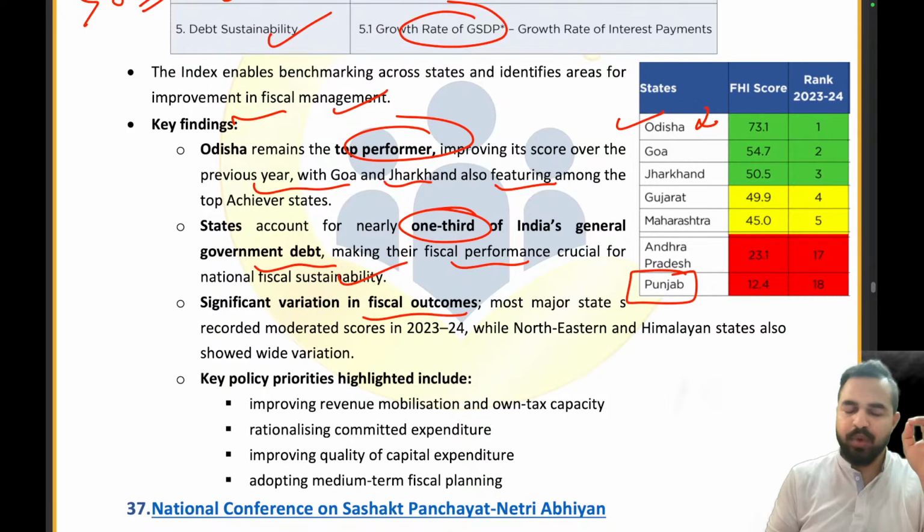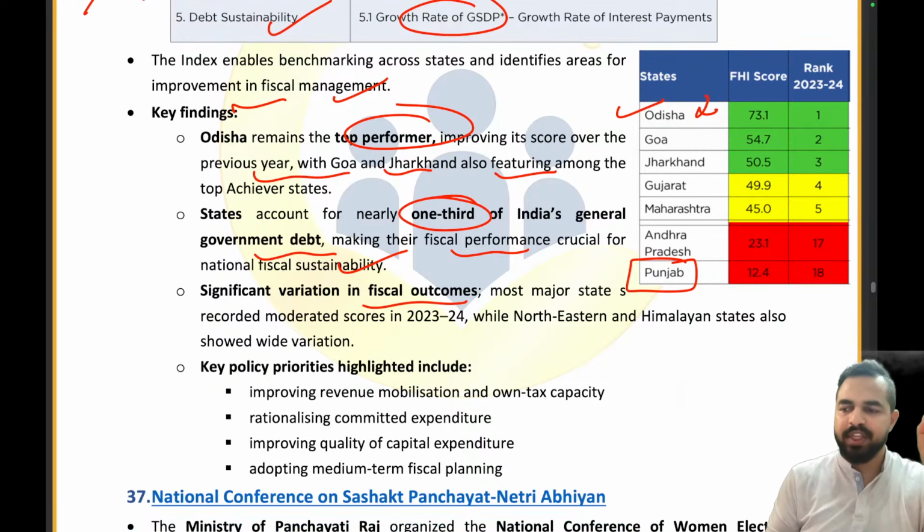Clear everyone? So please quickly tell me in the chat box what is the name of the organization which has launched this particular index? That is Niti Aayog. What are the 5 key parameters?